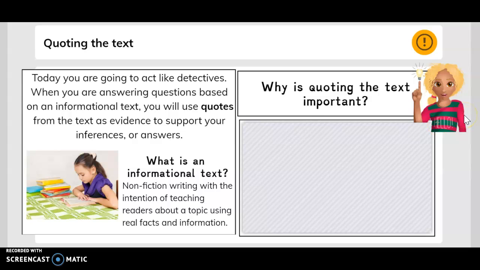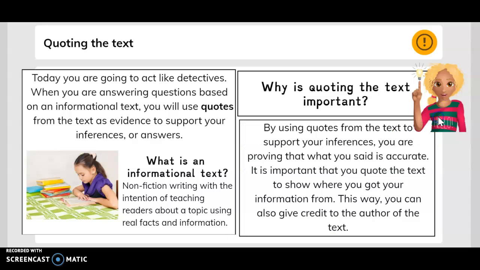Why is quoting the text important? By using quotes from the text to support your inferences, you are proving that what you said is accurate. It is important that you quote the text to show where you got your information from. This way, you can also give credit to the author of the text.